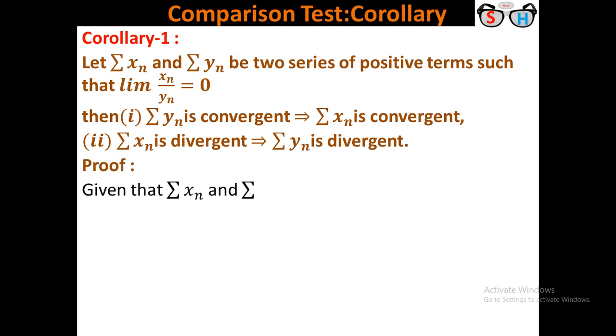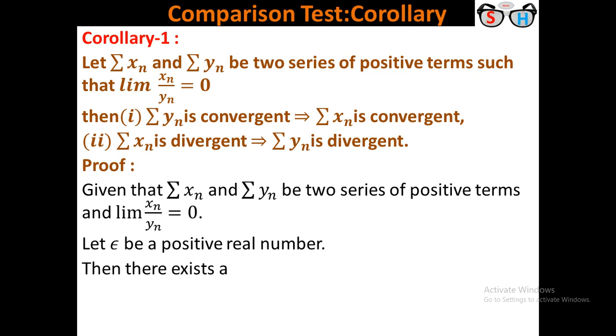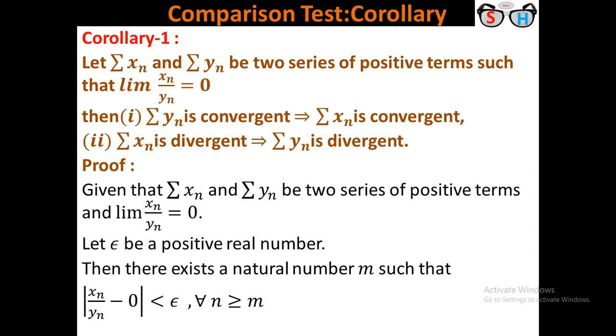Given that xn and yn are two series of positive terms such that limit of xn by yn equal to 0. Let epsilon be an arbitrary positive real number. It is not arbitrary, it is fixed. I take here epsilon a fixed positive real number. So, since limit of xn by yn equal to 0, by the definition of limit, we can conclude that there exists a natural number m such that |xn/yn - 0| < epsilon for all n greater than or equal to m.